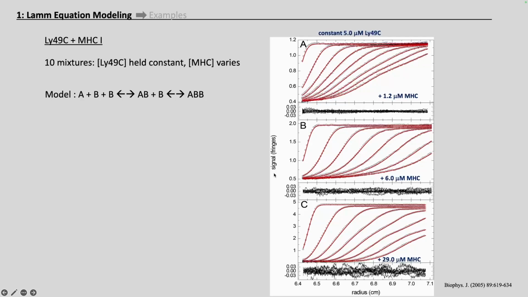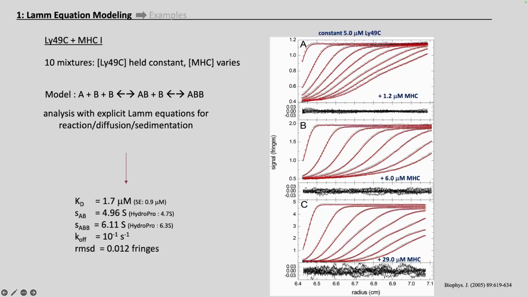But if you think about it, this is really quite strange. There are 4 different species in solution: free Ly49C, free MHC, maybe a 1-to-1 complex and probably a 2-to-1 complex. But in any case, here we see only 2 sedimentation boundaries at any given condition. Without thinking about this further, we can go ahead and throw a Lamm equation model at this. The fit is shown again as the red lines, and the fitted parameters are shown here. You can see that the model fits the data quite well.